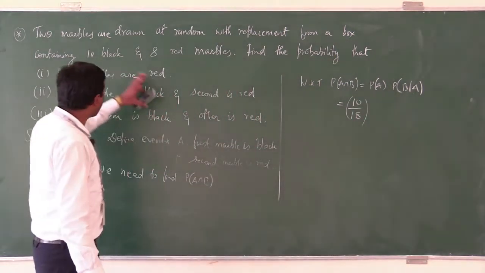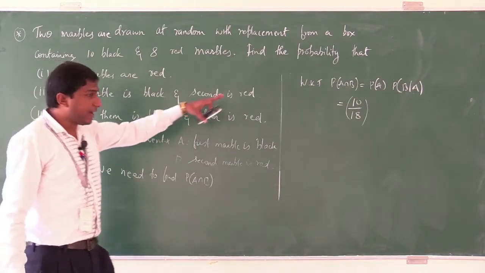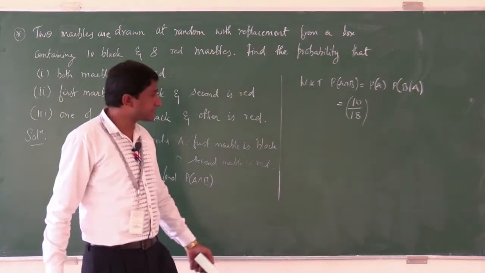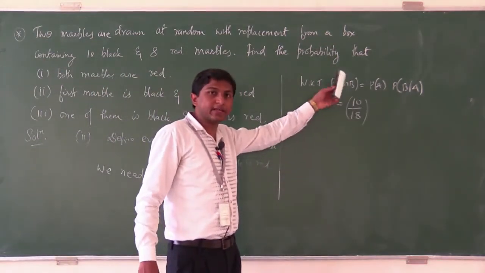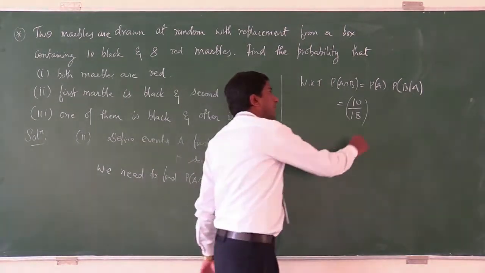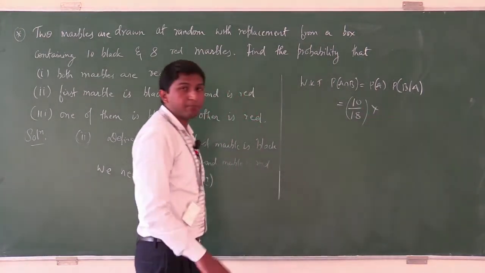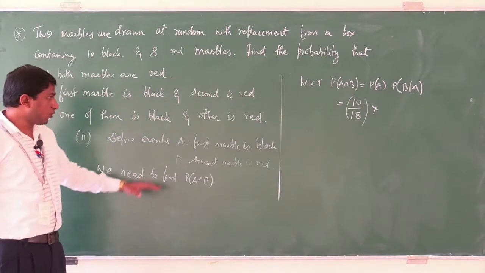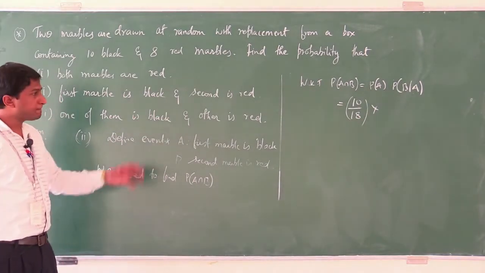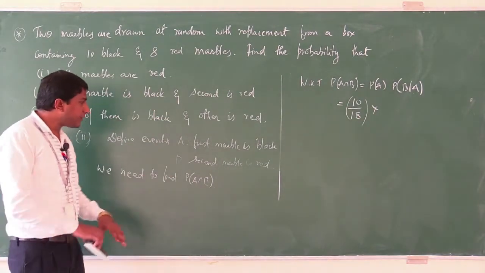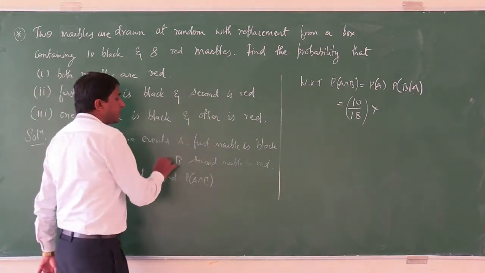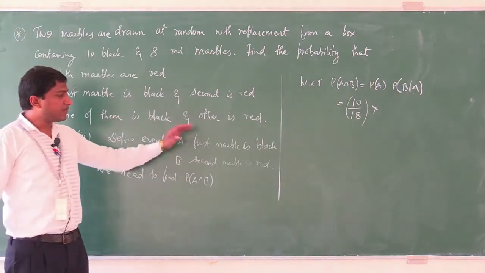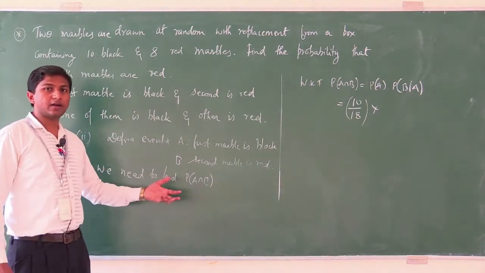Okay, since 10 of the marbles are black marbles and we have total 18 marbles, we have the probability as 10 by 18. Then look at P of B bar A. What is P of B bar A? Probability of event B such that event A has already occurred.